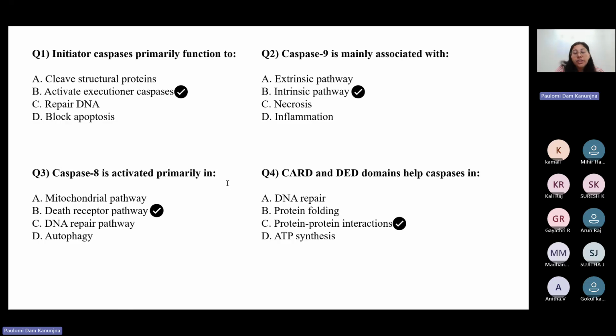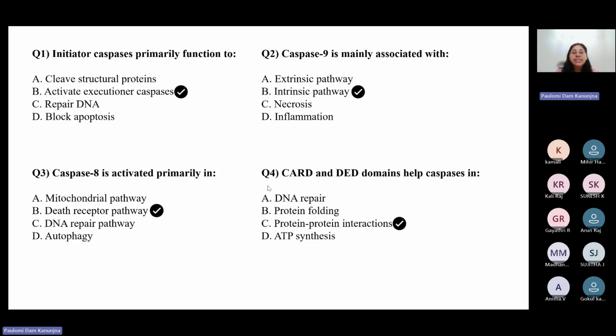So the first question is basically initiator caspases primarily function to activate executioner caspases. This is very easy to understand. As I told you, in both the pathways, the first thing to get activated is the initiator caspases. Which one you need to remember? Which one is for 8 and which one is for 9? We will see that. And both of them activate the executioner caspases. Okay. Next is caspase 9. As I told you, you should remember this, it is more important. So caspase 9 is from the intrinsic pathway. Caspase 8 is from the death receptor pathway.